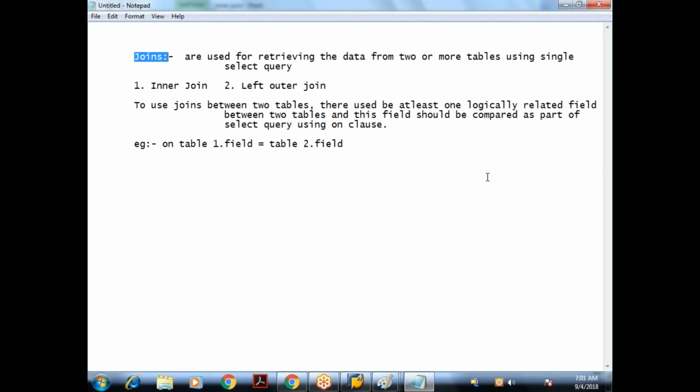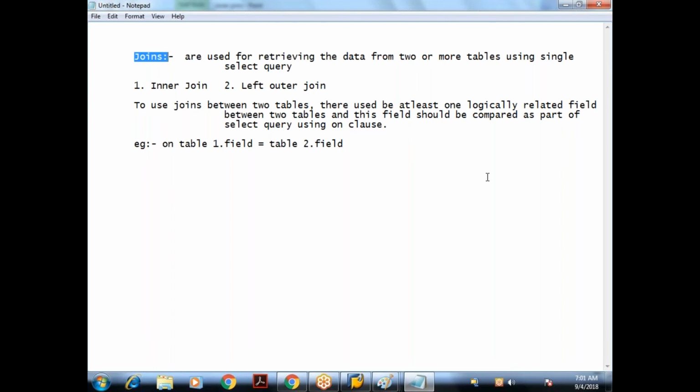Means there should be one field which is logically related. When I say logically related, the field name need not be the same, but the purpose of the field should be the same. Suppose assume that we have an employee table.